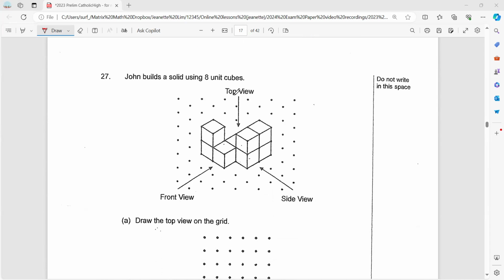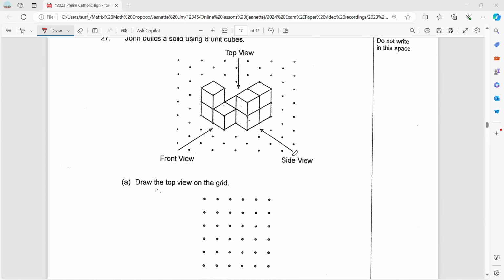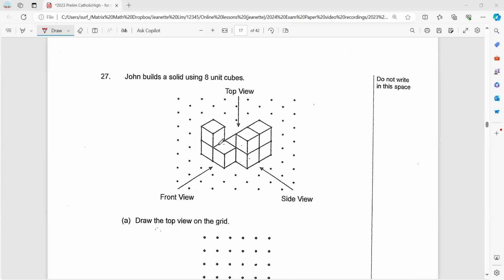Question 27. Draw the top view. Now take note, if you're drawing the top view, imagine you are standing where the front view is, you're standing from the front and you're looking down. The thing is for this question, you can see most of the cubes, but you can't really tell if there's another cube behind, because it is right next to this cube, but you can't tell if it's an empty space or not.